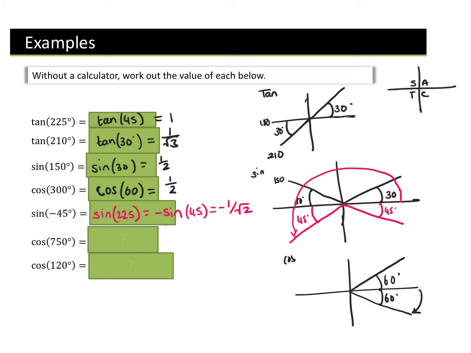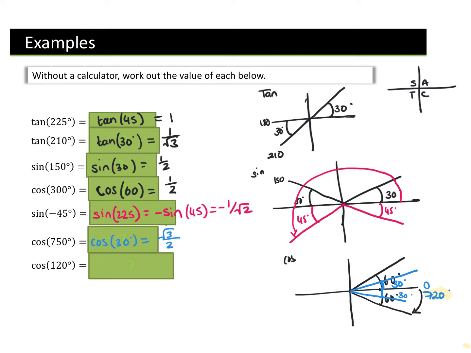Cos of 750. Now if I think about this, if this is 0, and I go around 90, 180, 270, 360, I can keep going. 450, 540, 630, 720. I'm now at 720 degrees. So 750 would mean my angle would now be here, and this would be 30 degrees. I would still reflect it here, and now I could start at 0. So actually cos of 750 is the same as cos of 30 degrees, which is root 3 over 2.